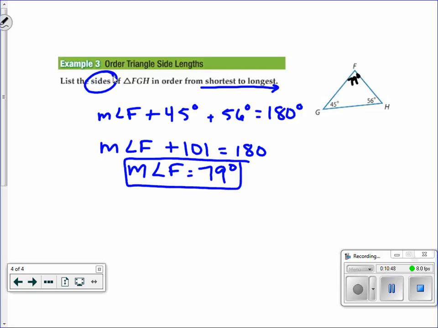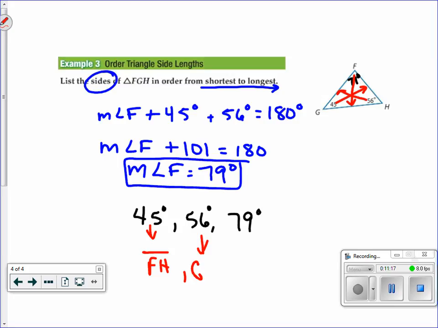We want to list the sides from shortest to longest, so I'm going to list the angles from smallest to largest. And I would have the 45 degree angle, the 56, and then the 79 degree. And then, because I want the sides, I'm going to name those corresponding sides. The one corresponding to the 45 is side FH. The one corresponding to 56 is GF. And the one corresponding to 79 is GH. And there's my answer.